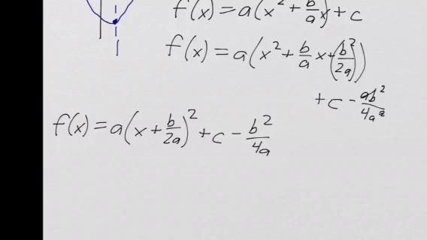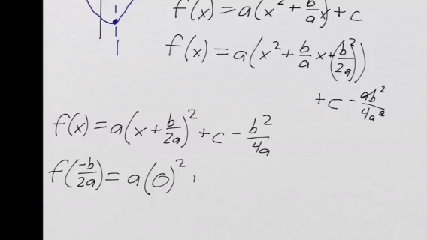Let's go ahead and look at what's going to happen if I put negative b over 2a in for x. Well, if I do that, I get a, and then I have negative b over 2a plus b over 2a, so that's just 0. So plus c minus b squared over 4a.